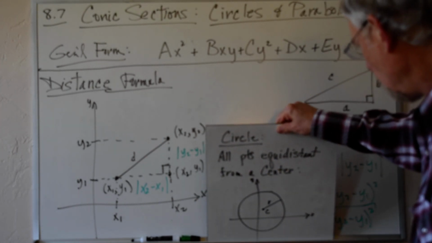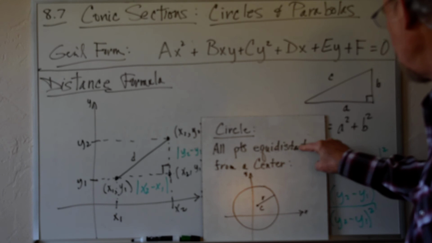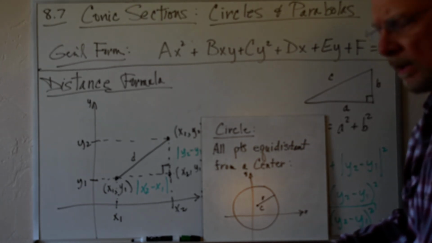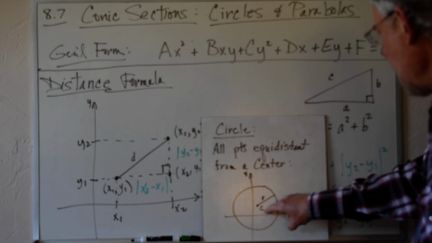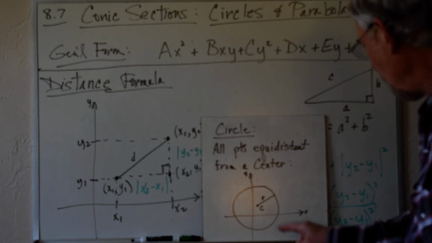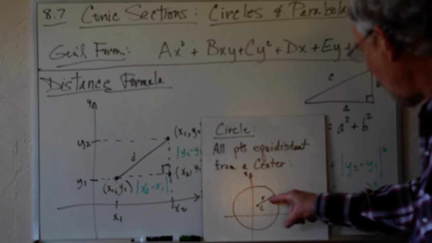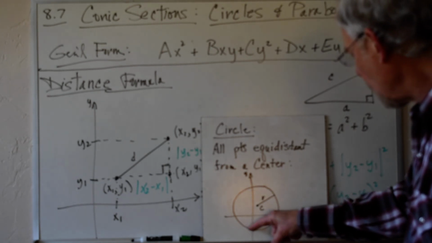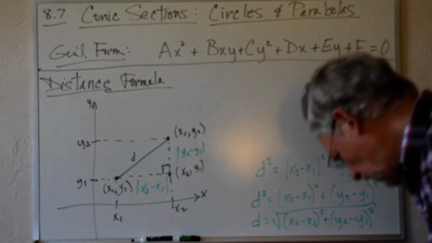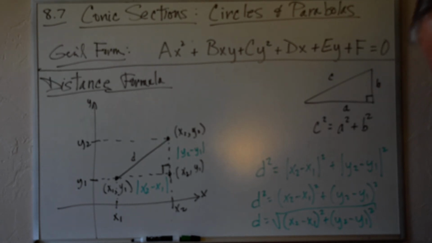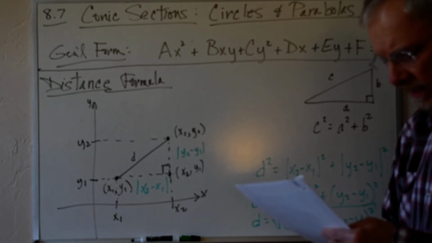Well, we know the definition of a circle is all points equidistant from a center. So here's a diagram. If I pick some point in the plane, call it C, and say that'll be the center of my circle, then if I draw all the points that are distance r from that center, I get a circle. All right, so that's the geometric definition of a circle. How about if we put it in a Cartesian coordinate system?